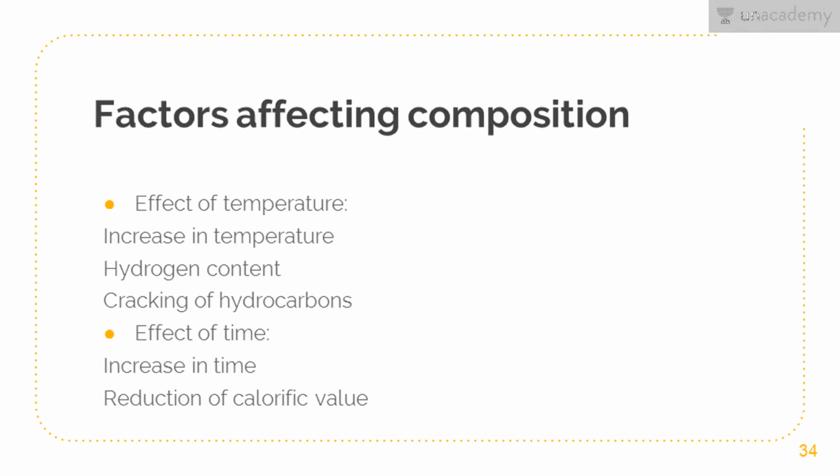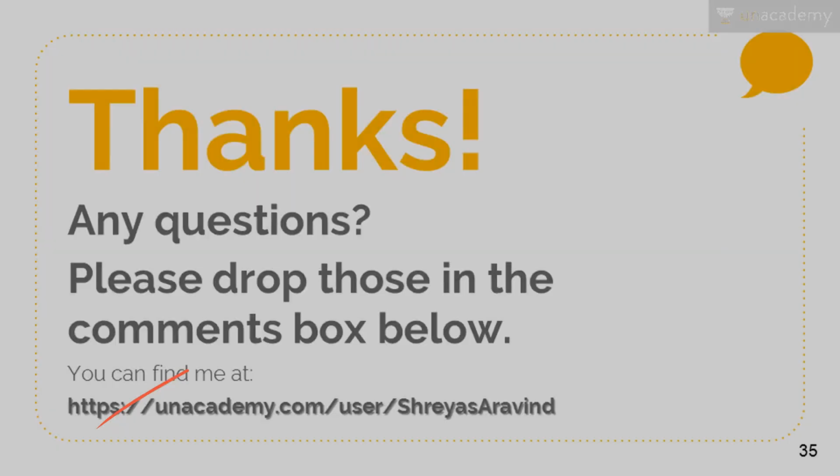So what are the factors affecting the composition of the coke oven gas? The effect of temperature: with an increase in the temperature of carbonization, the hydrogen content of the coke oven gas increases because of the cracking of hydrocarbons. The effect of time: with an increase in the time of carbonization at a given temperature, the hydrogen and hydrocarbon content decreases, resulting in a greatly reduced calorific value of the gas.